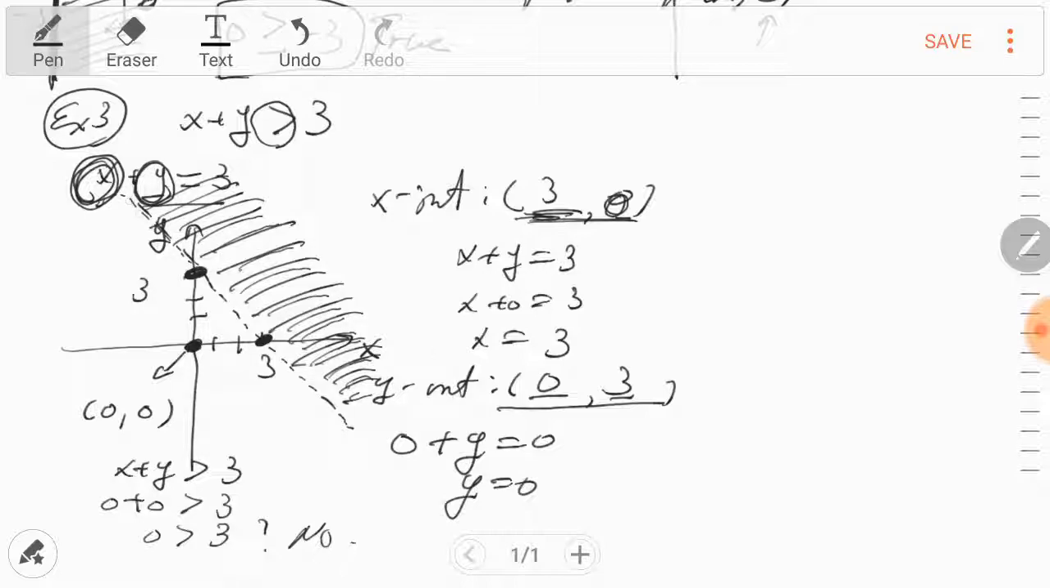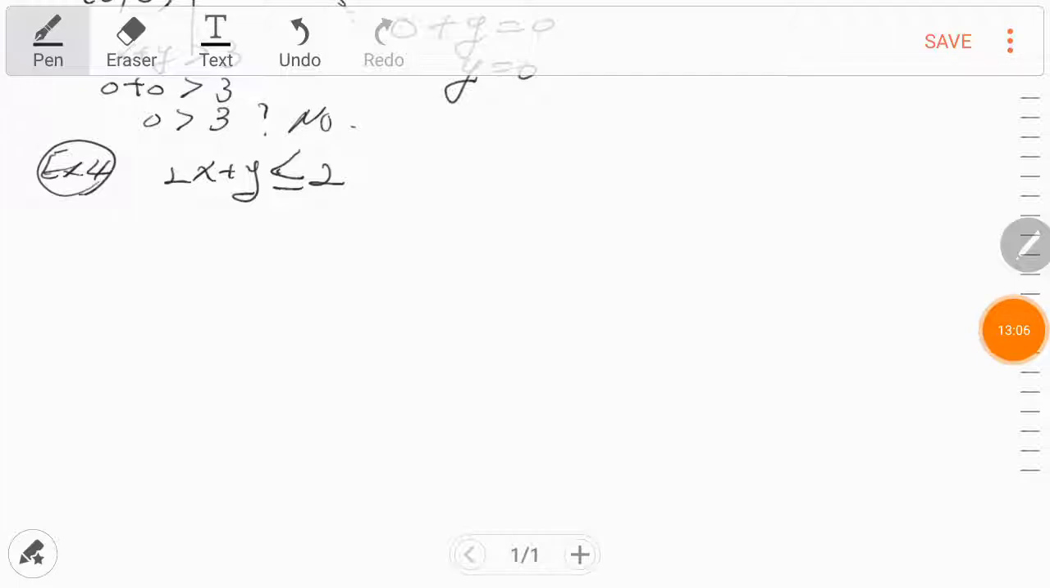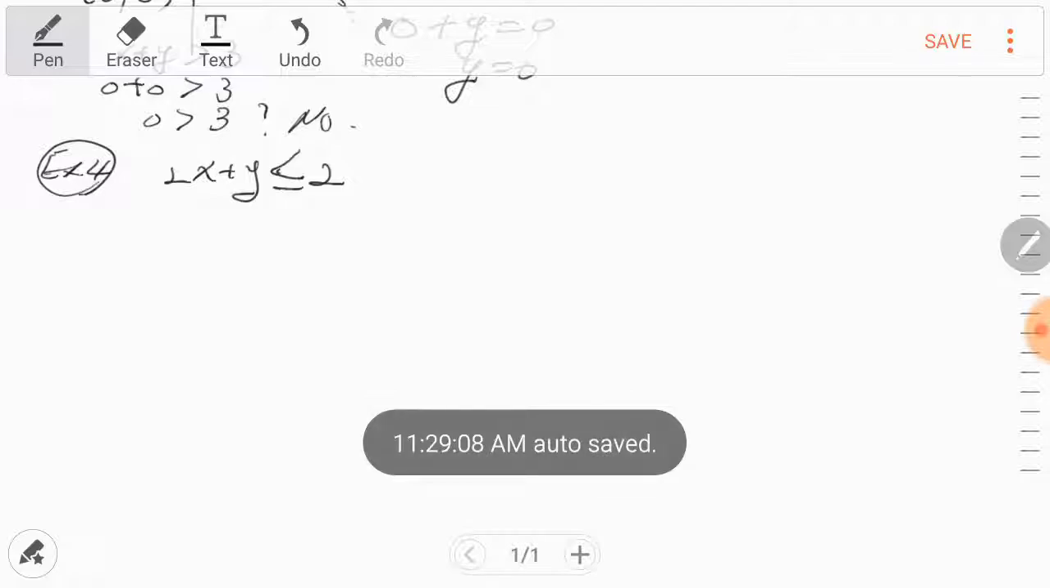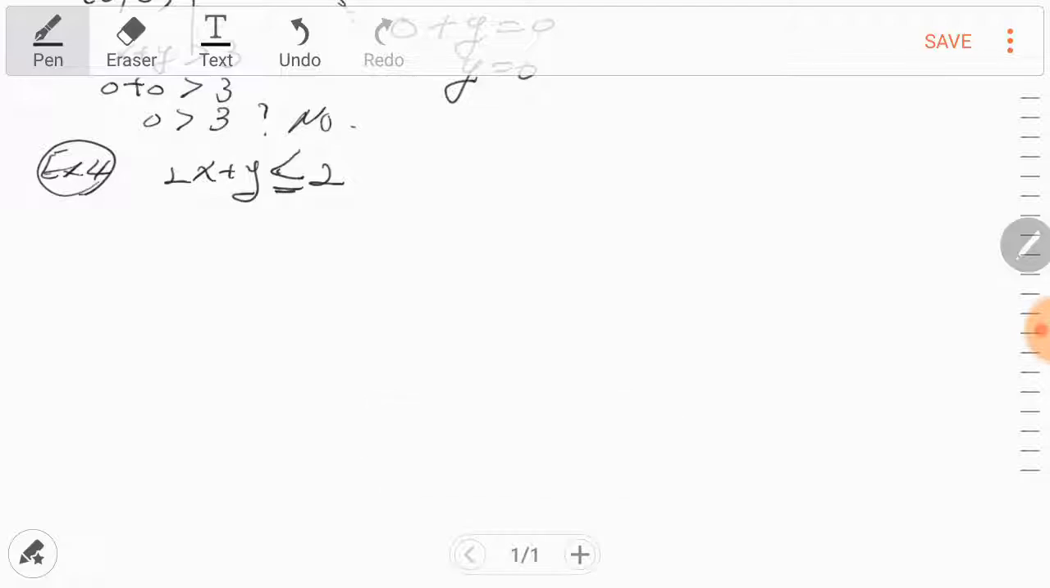And the line is not included in the solution. The line is a dotted line. Okay, let's try another one. This inequality is 2x plus y is less than or equal to 2. Keep in mind that there's an equal sign, so when you draw a straight line, we will make it a solid line.